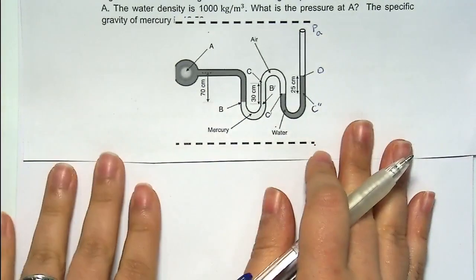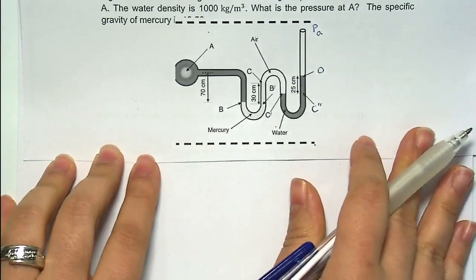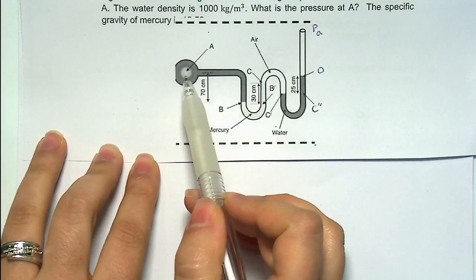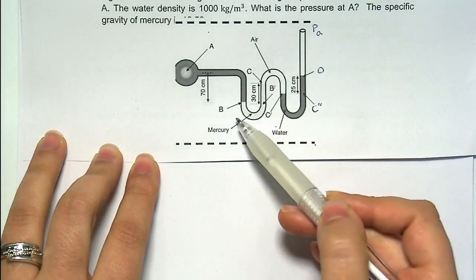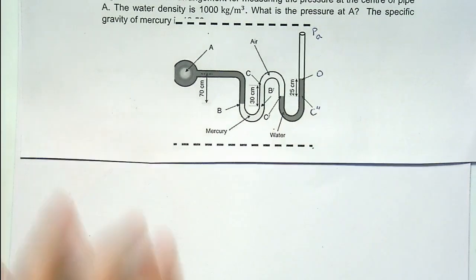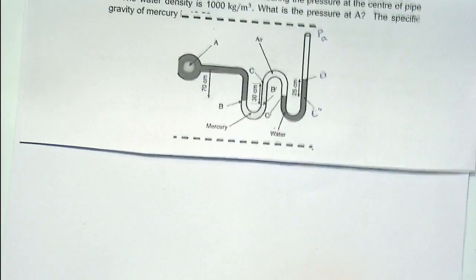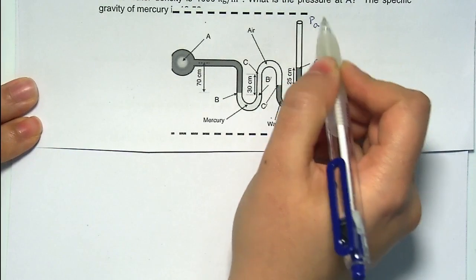As you can see here, the first question is giving you a figure, and the pressure at A is wanted. We know that we have water at some parts and mercury at some other parts, and the atmospheric pressure is also given to us. So we should start with the point that we know, that is PA.